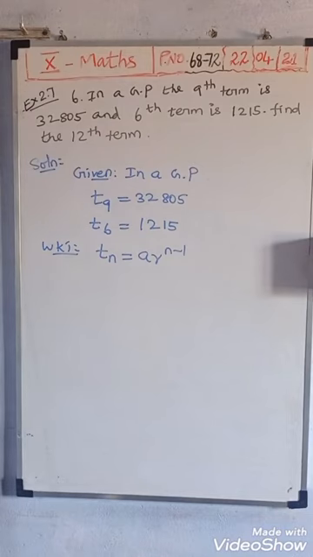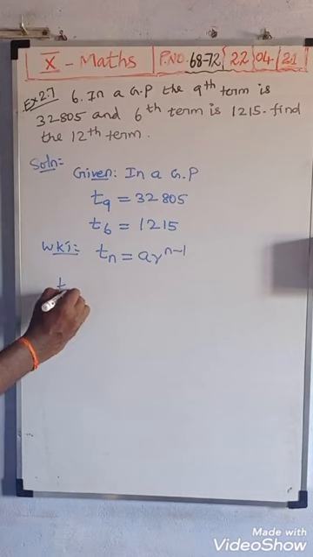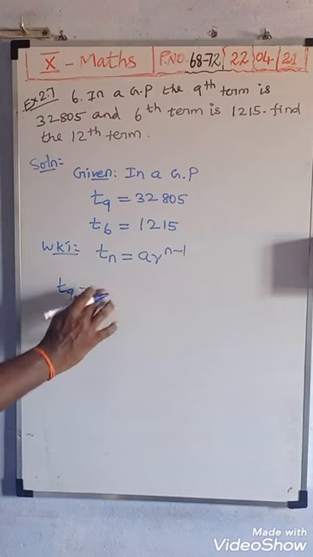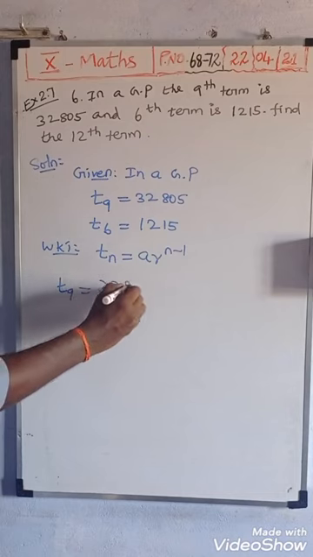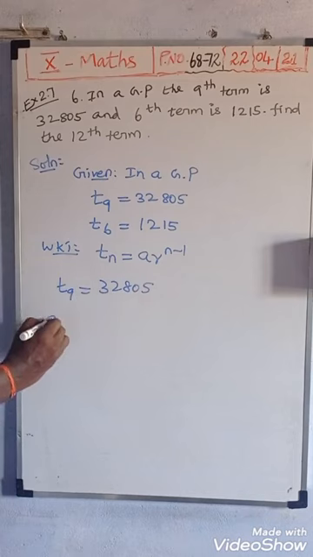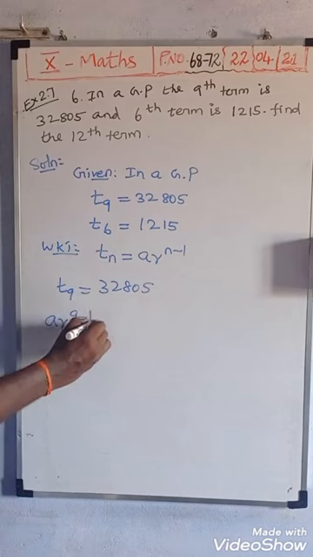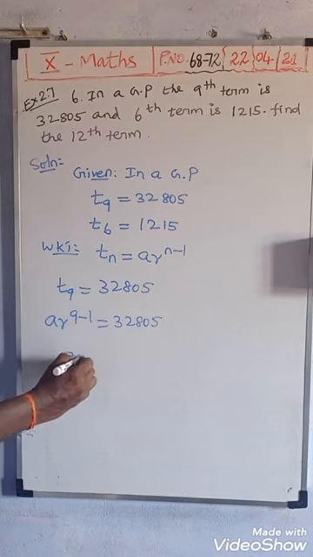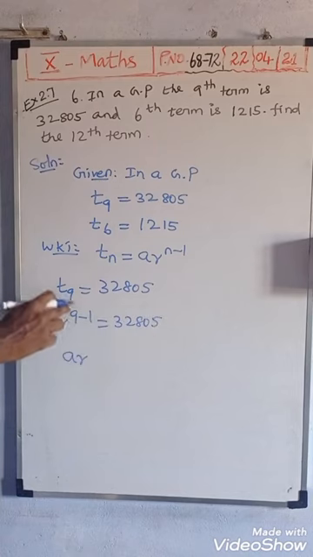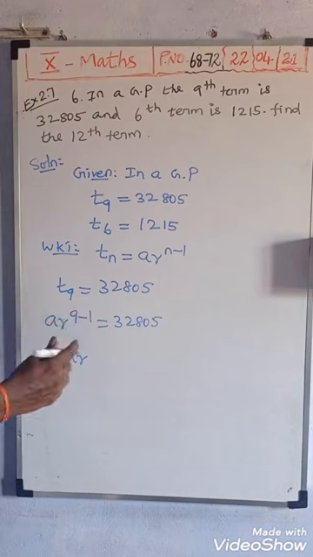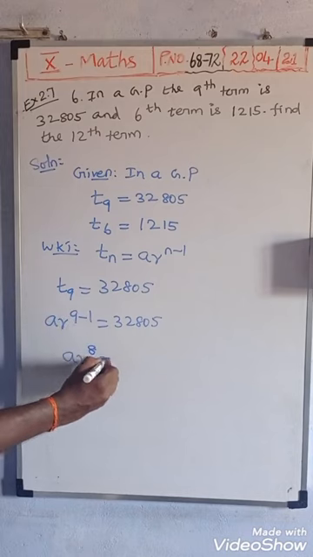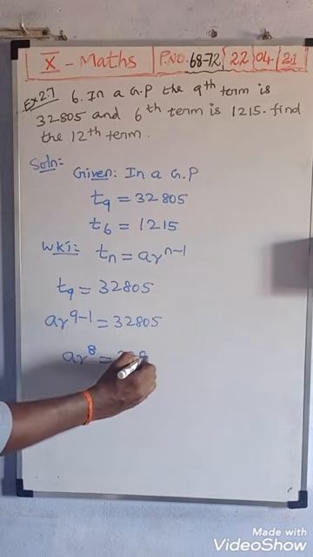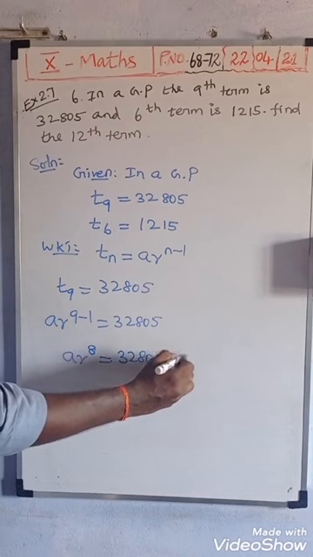So first take T9. T9 is 32,805. Now T9 means a r to the power 9 minus 1. So 32,805, a r to the power, because here n is 9, so 9 minus 1. So 9 minus 1, 8. A r power 8 is equal to 32,805. Keep this as equation 1.